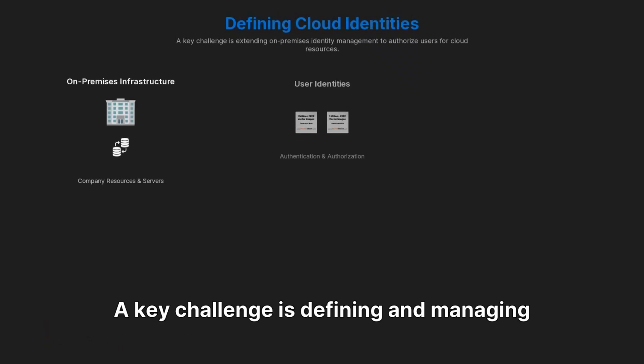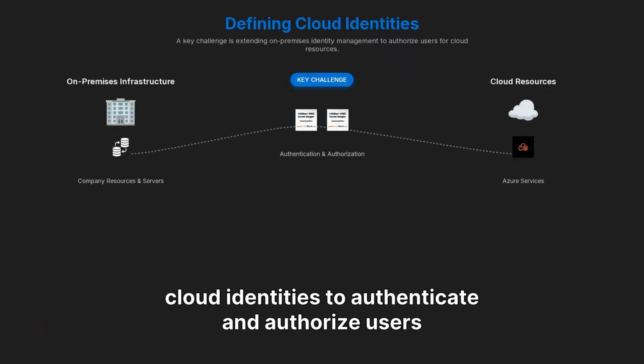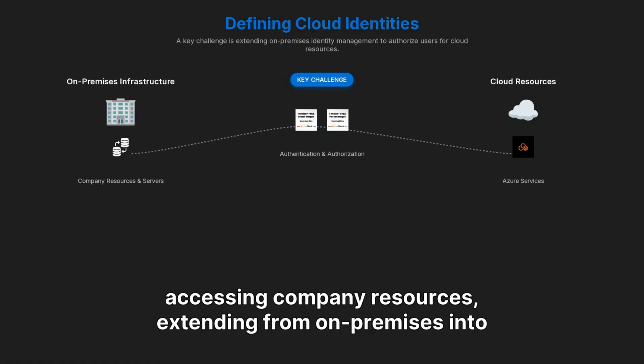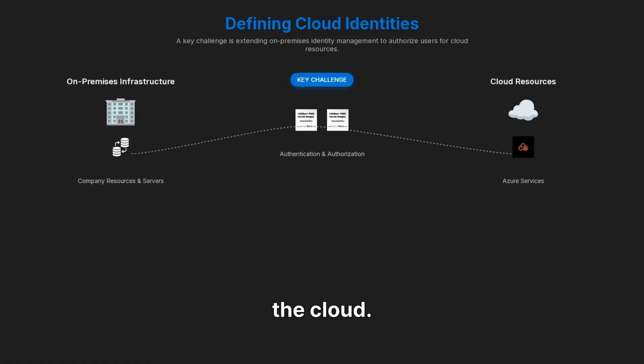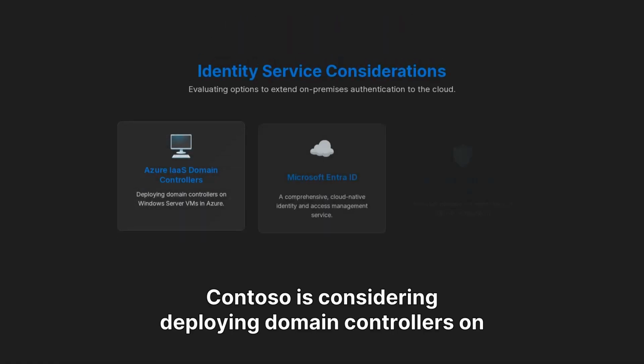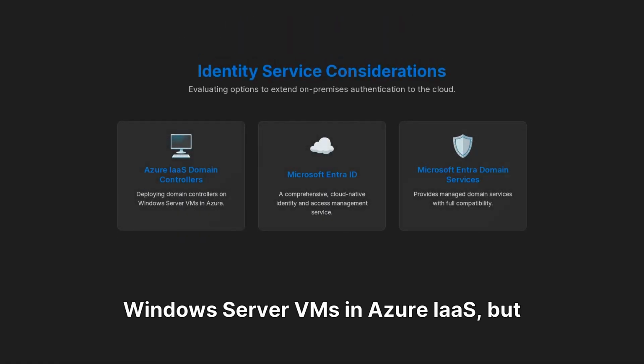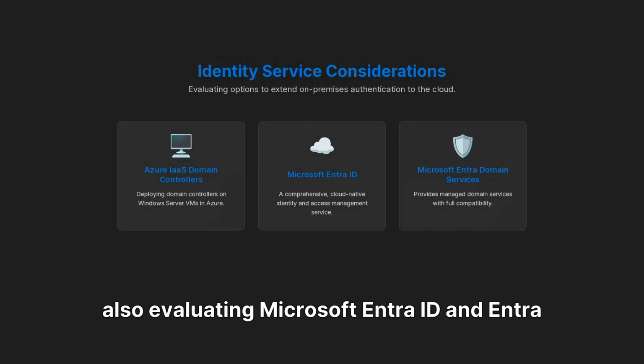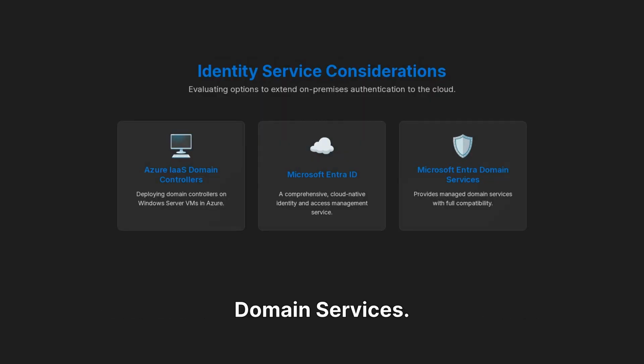A key challenge is defining and managing cloud identities to authenticate and authorize users accessing company resources, extending from on-premises into the cloud. Contoso is considering deploying domain controllers on Windows Server VMs in Azure IaaS, but also evaluating Microsoft Entra ID and Entra Domain Services.